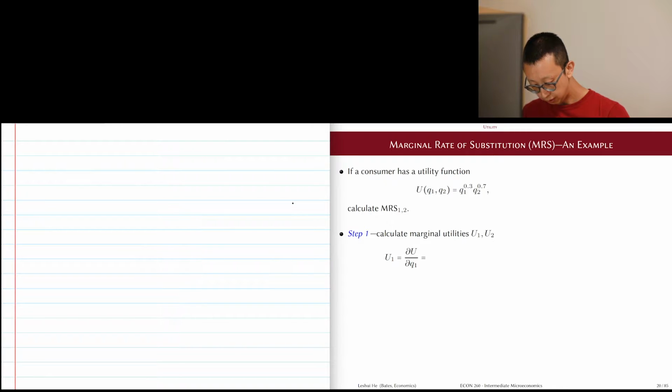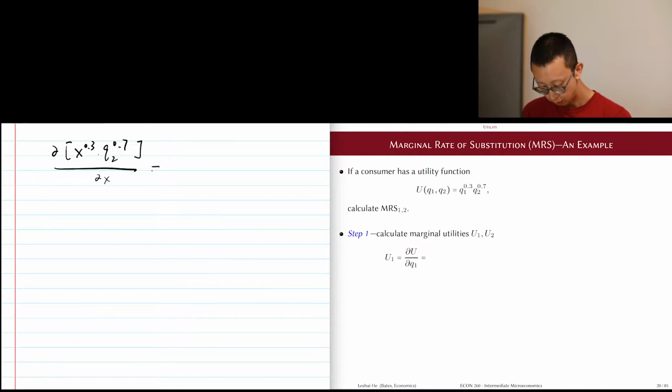Now, if I take a derivative of a particular function that is x raised to the power of 0.3 times Q2 raised to the power of 0.7, and I'm going to take derivative of this function with respect to x, what do we have? Well, the constant that is not changing with x, which is Q2 raised to the power of 0.7, is going to come out of the derivative. And what we're left with is just taking derivative of x raised to the power of 0.3 with respect to x.